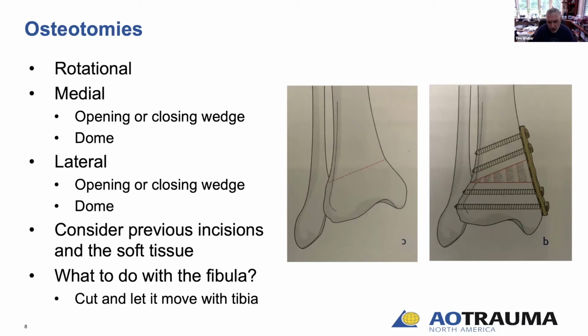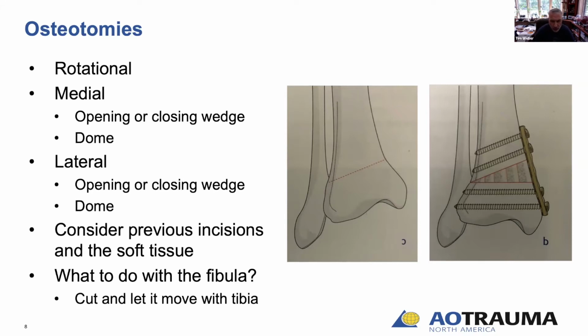It's important to look at your soft tissues and where previous incisions are. This particular area of the body does not tolerate small skin bridges. And so sometimes, because of previous incisions, we're forced to make our incision in a little bit different place than we might want to, or it may force us to do our osteotomy in a little bit different location than what we might want to.